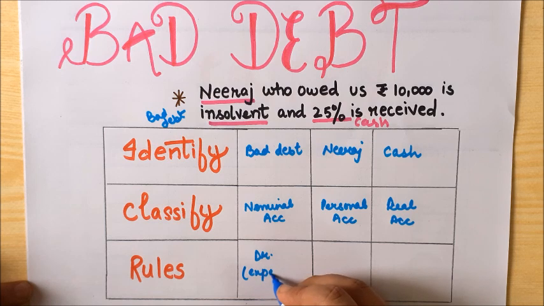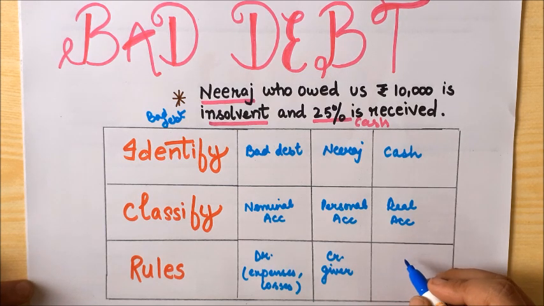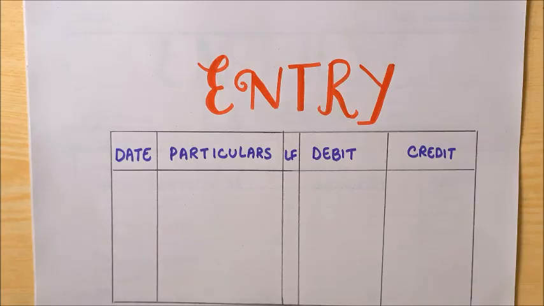Now you need to apply the rules. Debit the losses and expenses, you will credit the giver, and you will debit what comes in. So let's pass the necessary journal entry.